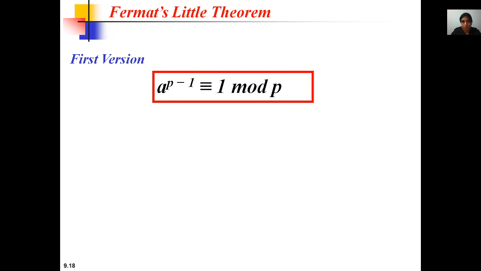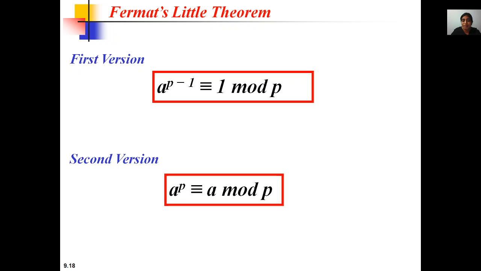1 mod p. From Euler's theorem, you know that a power phi of n is congruent to 1 mod n, where phi of n, when n is prime, you can write as n minus 1. Similarly here, you can write a power phi of p, which is p minus 1, is congruent to 1 mod p, and you have a second version where you can write a power p is equal to a mod p.